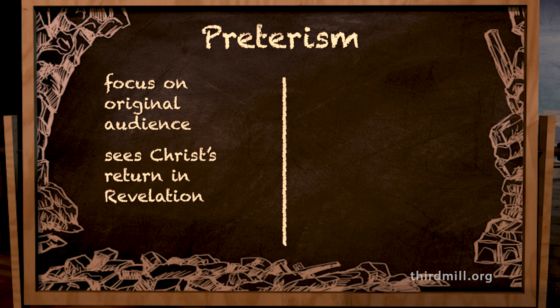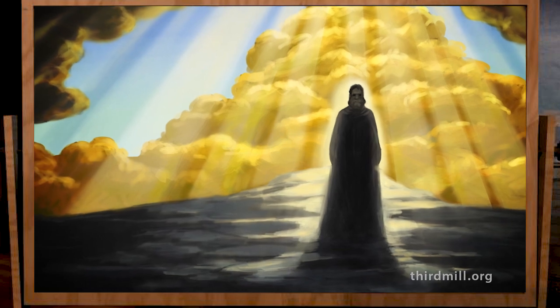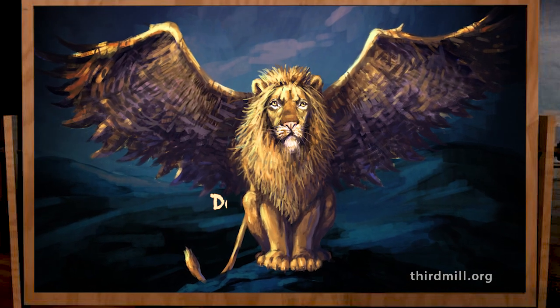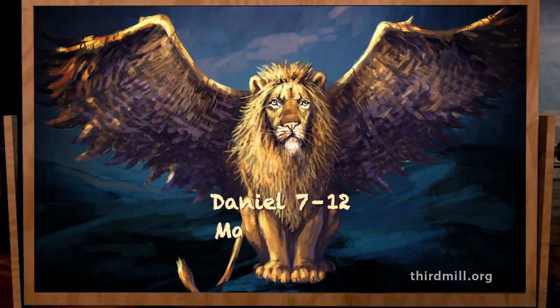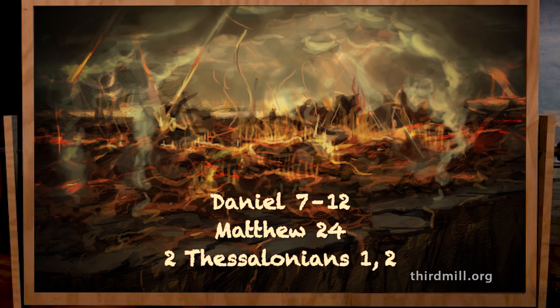For one thing, it often wrongly assumes that apocalyptic literature is written exclusively about its own time rather than about the distant future. But the truth is that numerous apocalyptic passages in the scriptures refer to distant future events, including Daniel chapters 7 through 12, Matthew chapter 24, and 2 Thessalonians chapters 1 and 2.